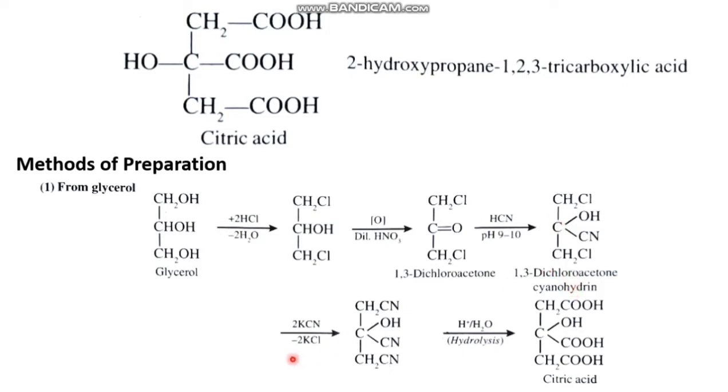This on treatment with potassium cyanide followed by hydrolysis gives citric acid, that is CH2COOH, C(OH)COOH, CH2COOH. That is, citric acid can be prepared from glycerol by this sequence of reactions: first reaction with HCl, then oxidation with dilute nitric acid, then reaction with hydrogen cyanide and potassium cyanide, followed by acidic hydrolysis. We get citric acid.